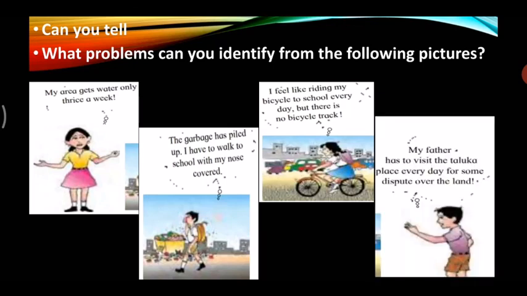And the fourth problem says, my father has to visit the taluka place every day. That boy is saying, for some dispute over the land. Dispute means fight. Some court case is going on and he has to go every day because of the land problem. So his father has some land problem. So there is a court case going on and he has to go far away. So you see all these different problems.